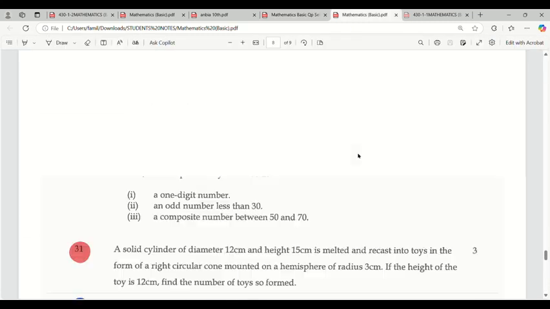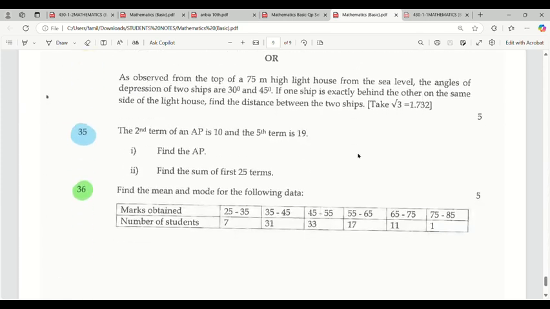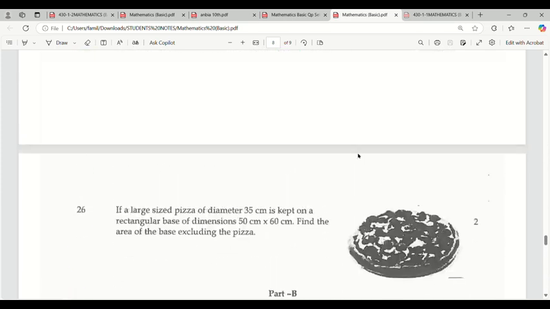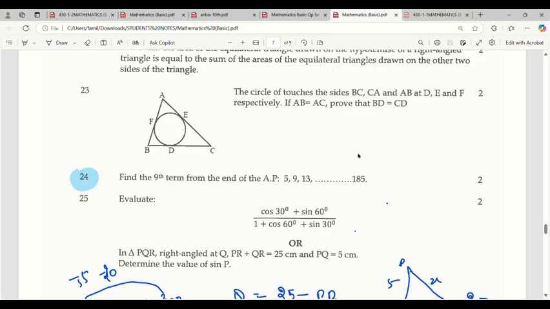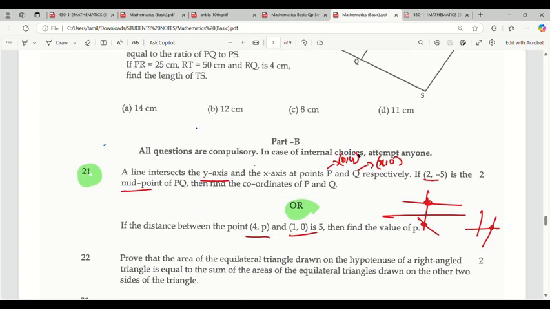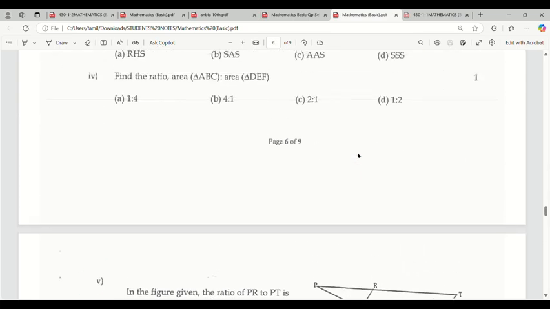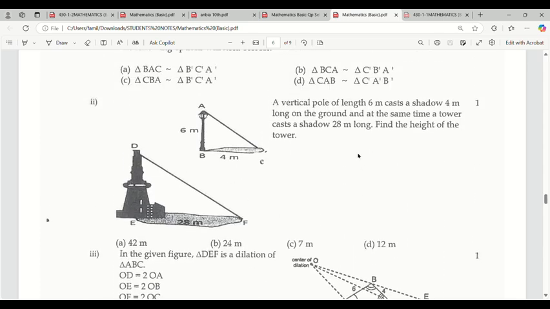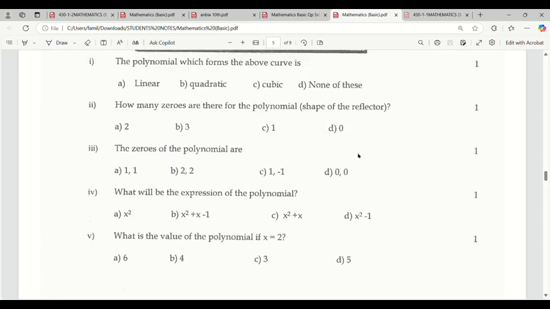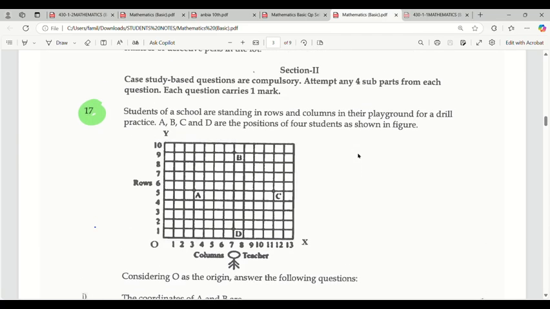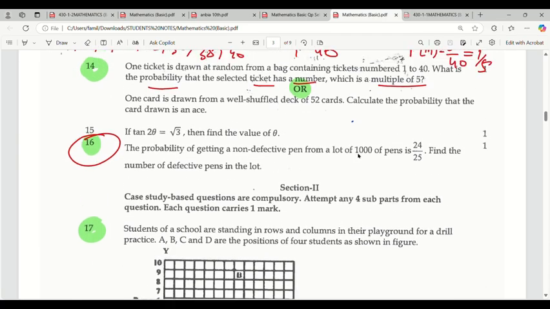Whatever green ones are highlighted are the problems which we have to do today, or you have to do as homework. I hope everything is clear. And yeah, nothing. Okay, that's all for this.